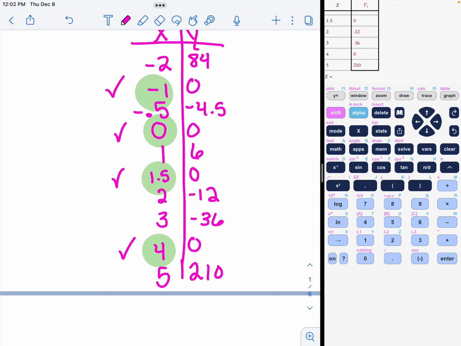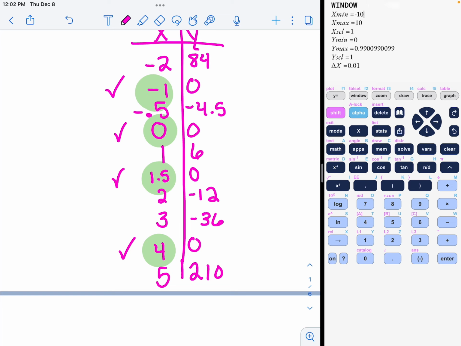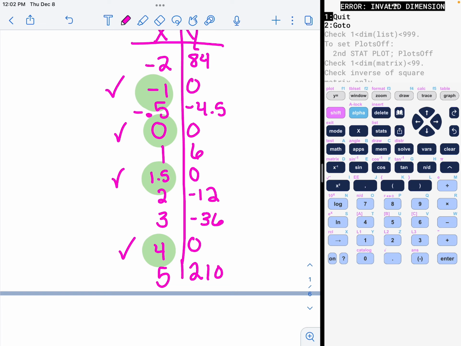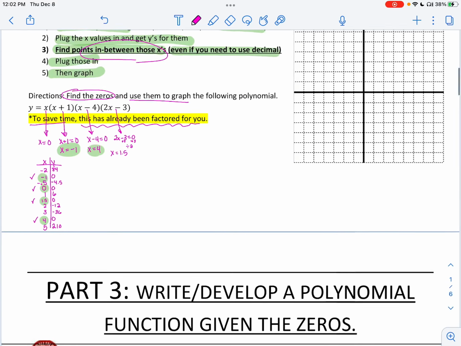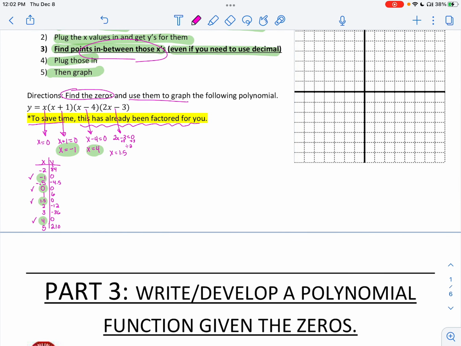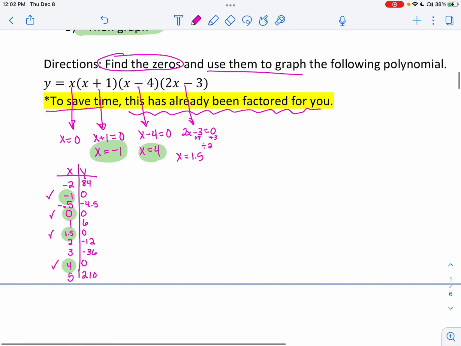That's obnoxious. Okay, let's hit graph just so we can kind of see. Invalid dimensions, my bad. That's all right. We're just going to graph it ourselves. We don't need that. Let's go ahead, and I have a chart here. I'm going to count by tens because this is a very widespread graph. So on my y-axis, I will go by tens. And on my x-axis, I'll go by ones.